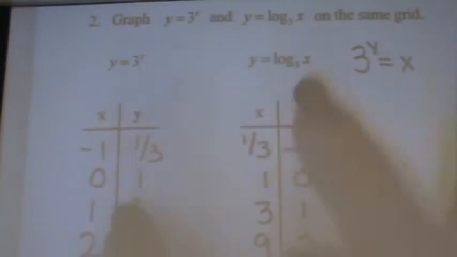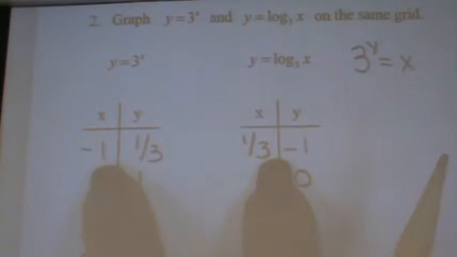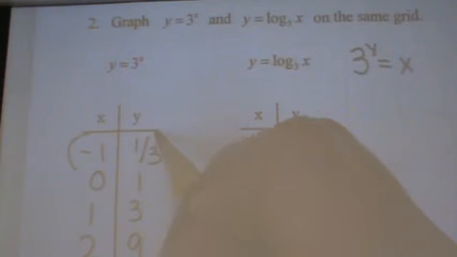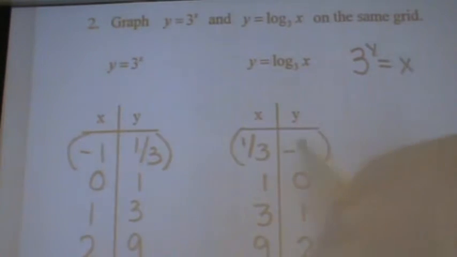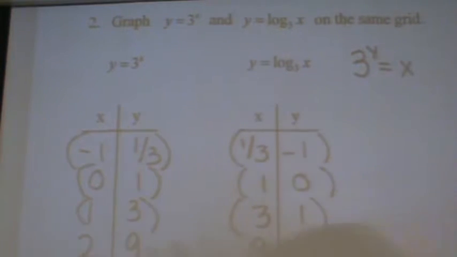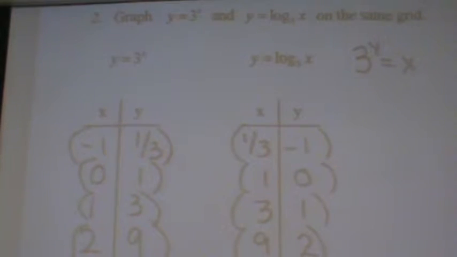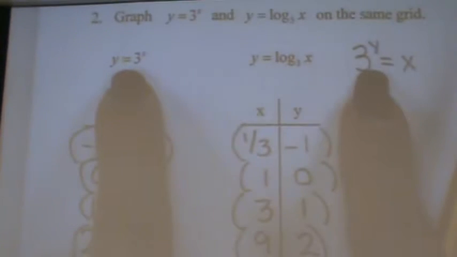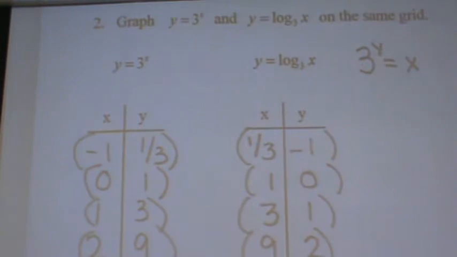So what do you notice about these points? Brett just said it. They get flipped. What's that fancy word? Reflectors. Not reciprocal, but... starts with an I. These are inverses. Inverses is when you switch your x and your y around. And also, look at the equation. This one is y equals 3 to the x. This is 3 to the y equals x. These two are inverses of each other.